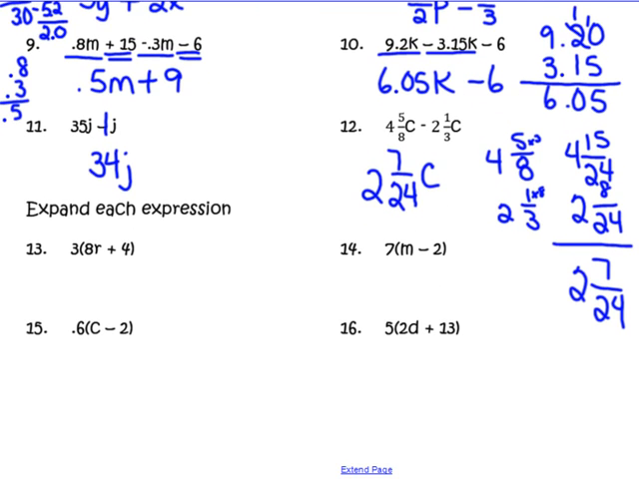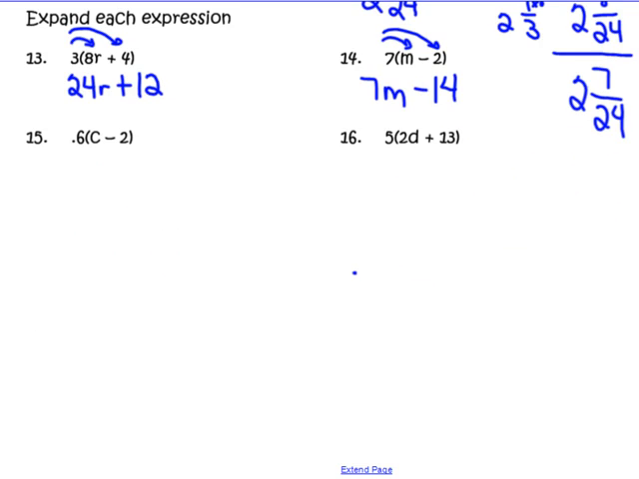So we're going to see a lot of simplifying ones just like that, number 5 through 12. And the very last thing on the quiz is practicing some expanding of our expressions using the distributive property. So 3 times 8 R's is 24R, and 3 times 4 is 12. Those are not like terms, so I don't add them together. They stay 24R plus 12. 7 times M is 7 M's, and 7 times negative 2 is negative 14. 7M negative 14, or 7M minus 14.